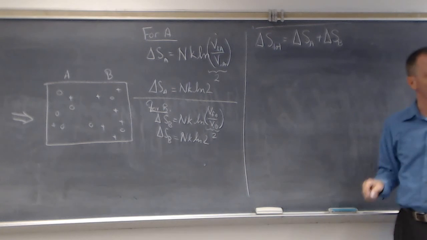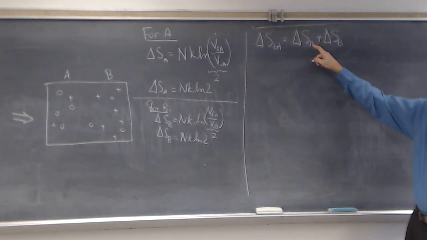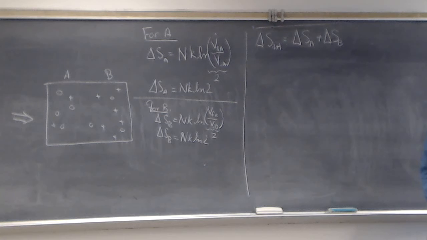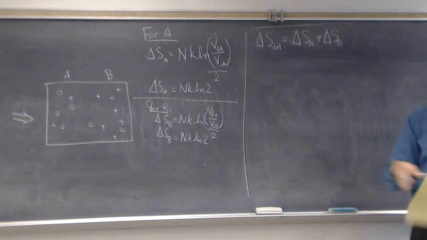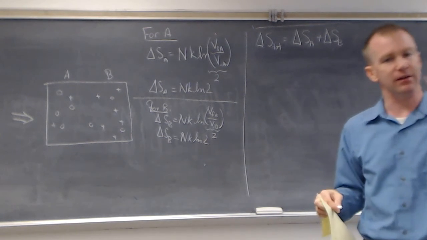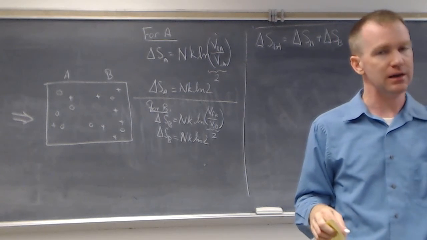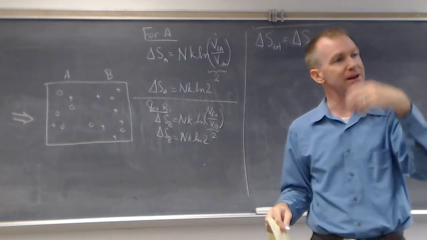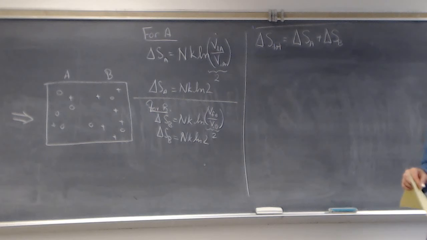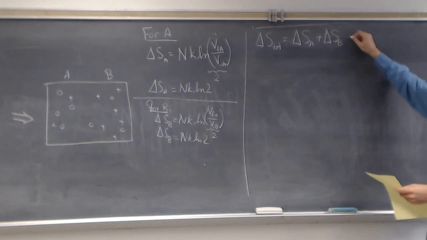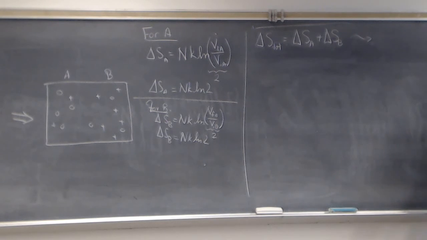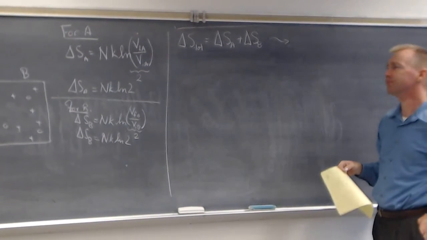The change in the total entropy is the change in entropy of A plus the change in the entropy of B. This might not be immediately obvious. But let me show you something, because if the total entropy is SA plus SB, then the change in the total entropy is delta SA plus delta SB. Let me just prove this on the side here.